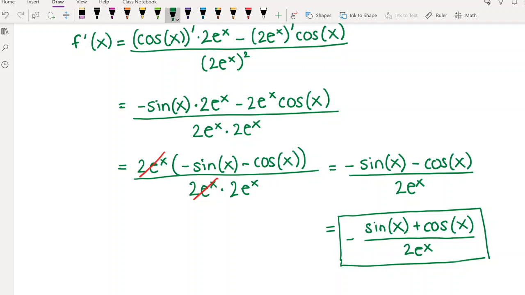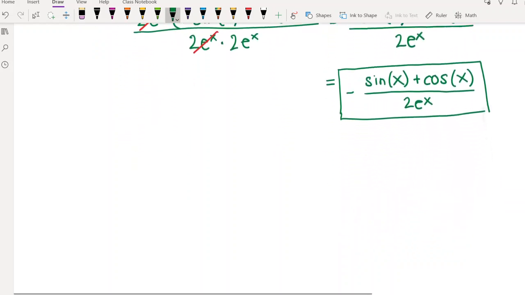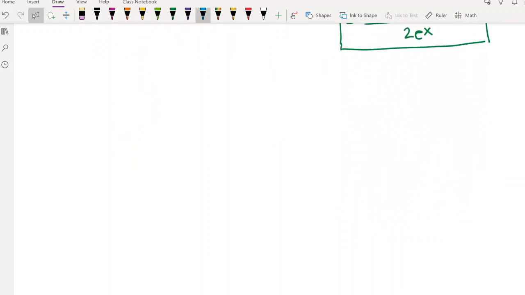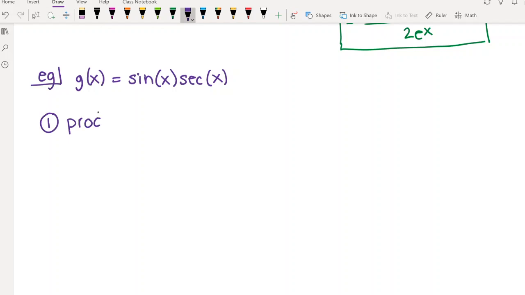Next we're going to do an example that I picked out just to show you how much simplification can make a difference. So let's look at this example. g of x is equal to sine of x times secant of x. Let's do this two different ways. The first way, we're going to use the product rule. It's not going to be that hard to use the product rule, but then we're going to come back and instead of using the product rule, we're going to simplify it from the get-go.